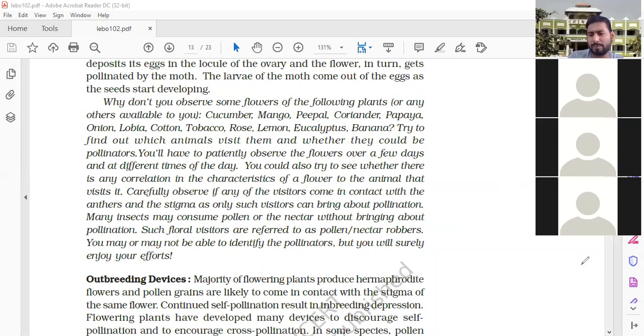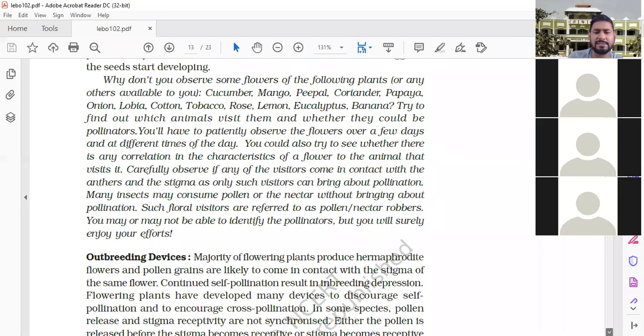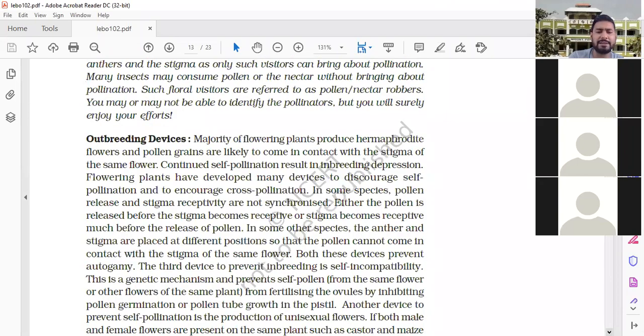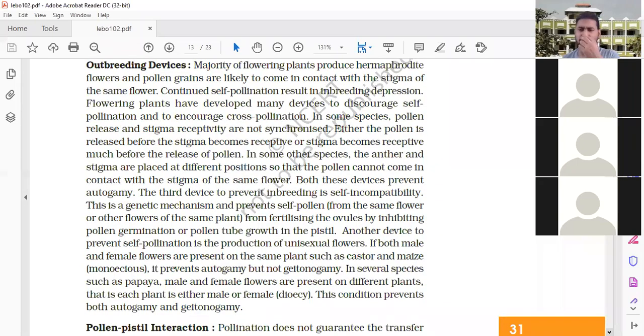Another topic is the outbreeding devices. What is outbreeding? Outbreeding is used for the pollination phenomenon. Just look at outbreeding devices. The majority of flowering plants produce hermaphrodite flowers, and pollen grains are likely to come into contact with the stigma of the same flower. That means you have to know one term, which is emasculation.